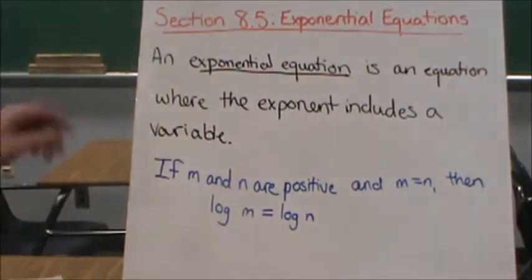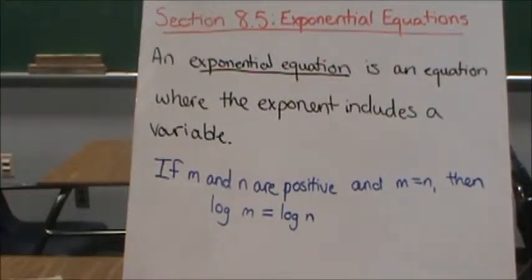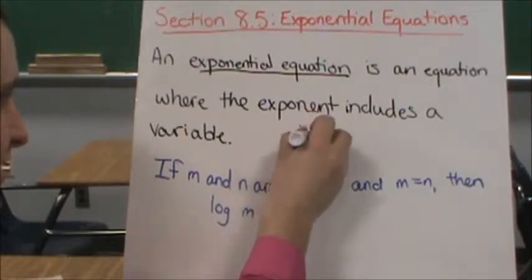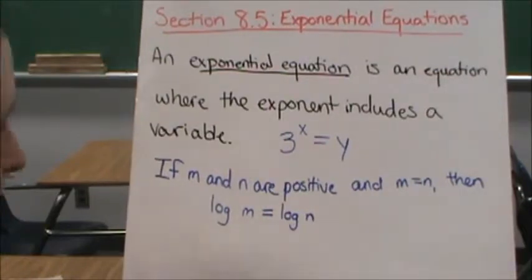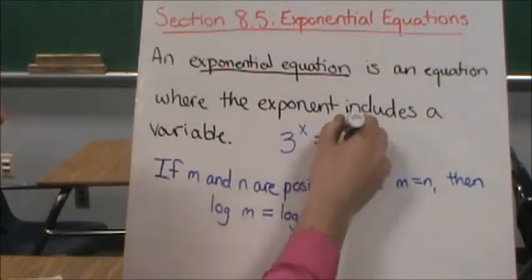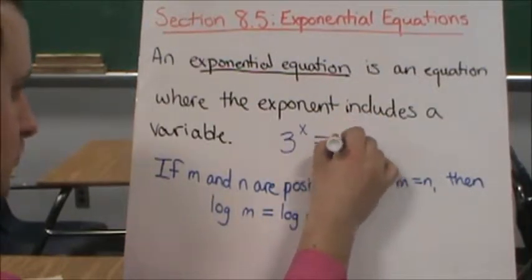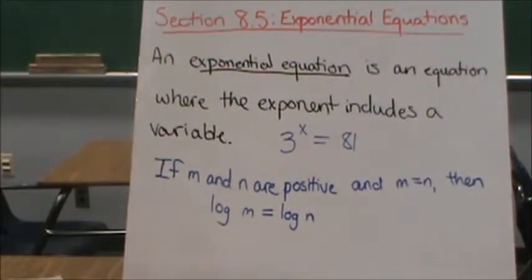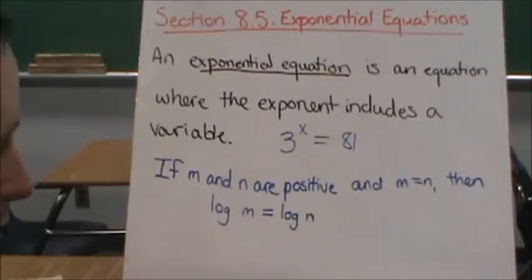So a little bit of terminology first. An exponential equation here is simply an equation where the exponent includes a variable. So up to now we've been dealing with equations such as 3 to the x equals y. Well, now we're actually going to give this y a value, let's say 81, and we're going to solve for this x value here. So all an exponential equation is, it's just an equation where the exponent includes a variable.